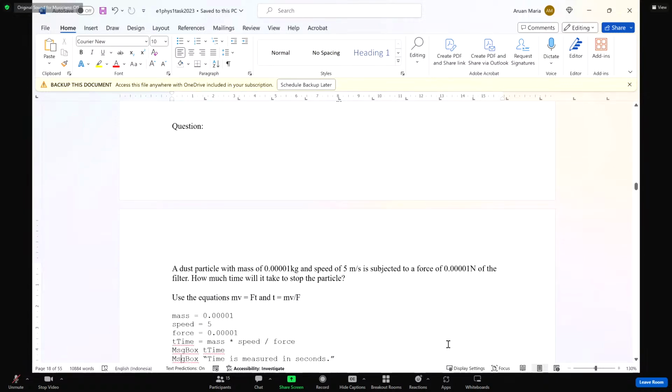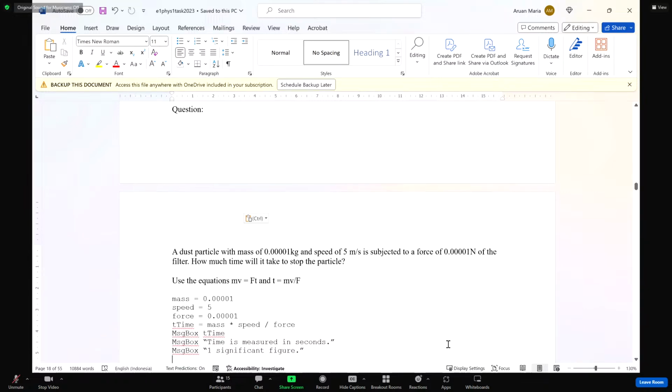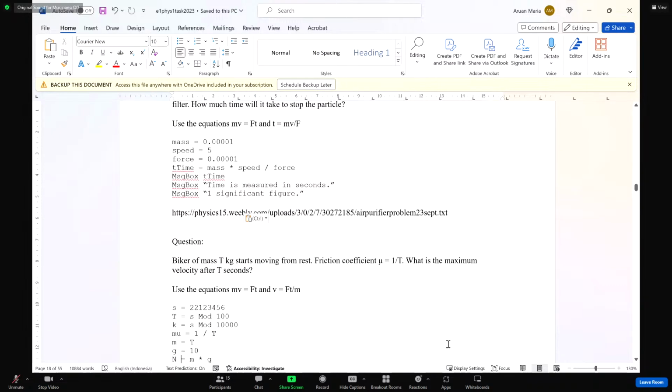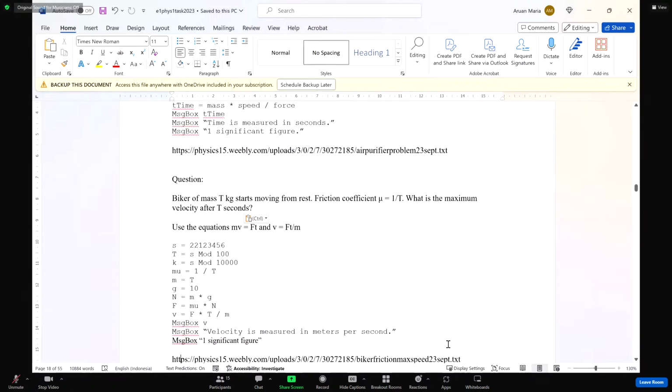So mv is equal to ft. This is just the simplified Newton's law. And we solve a couple of problems using this equation: the dust particle for the air purifier, and also the biker moving from rest with the friction.